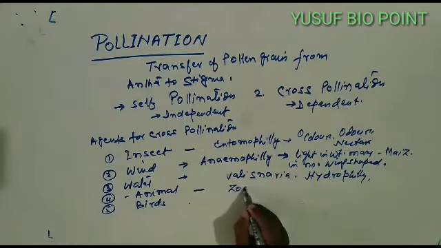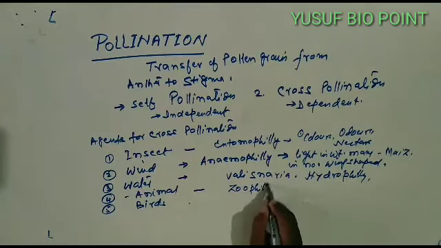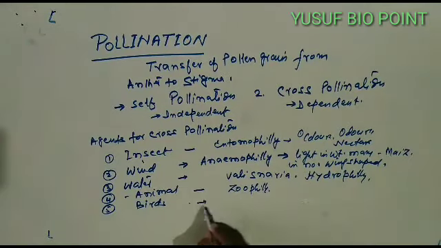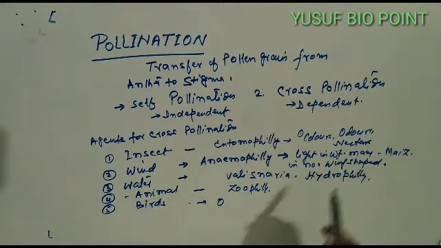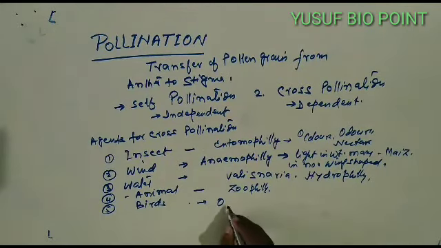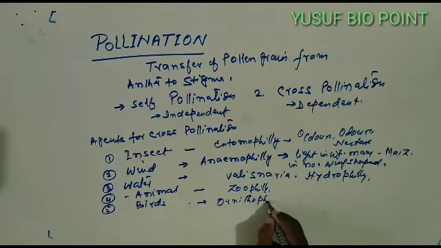Pollination by animals is called zoophily, and by small birds which enter their beaks to suck the nectar, it is called ornithophily. So these are the agents which help in cross-pollination.